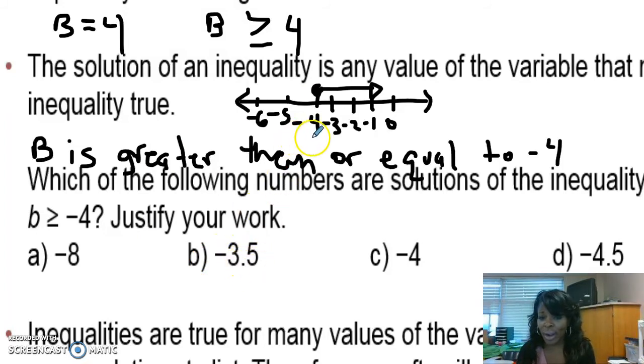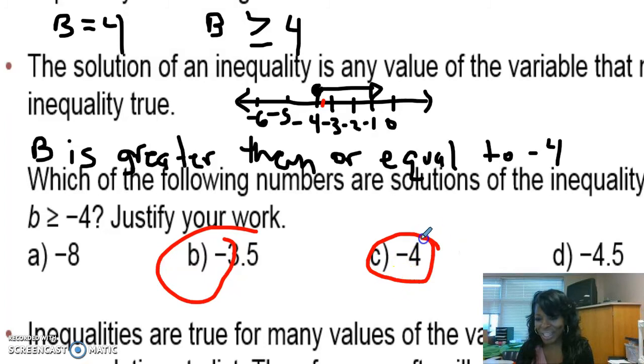Well, let's go over to our handy-dandy number line. Negative 3.5 is halfway between negative 4 and negative 3, which is in our solution set. Circle. Is negative 4 greater than or equal to negative 4? I believe so. And negative 4.5, is that greater than or equal to negative 4? Well, negative 4.5 happens to be to the left, which is less than, and that would be no.